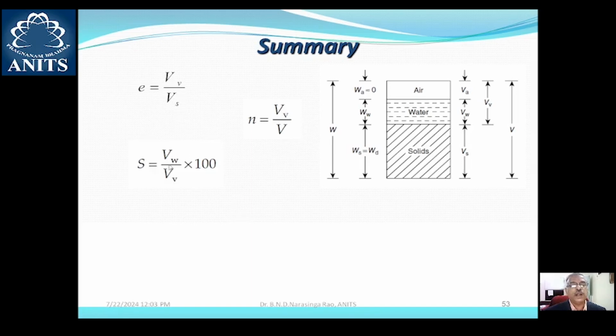Similarly, if you compare degree of saturation, the denominator is volume of voids, and air content also has the same denominator. And for both air content and percentage air voids, the numerator is the same, volume of air.